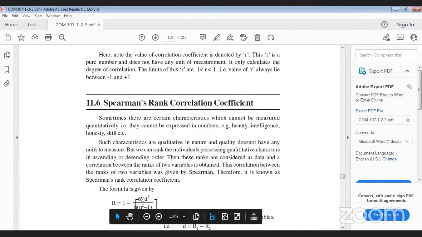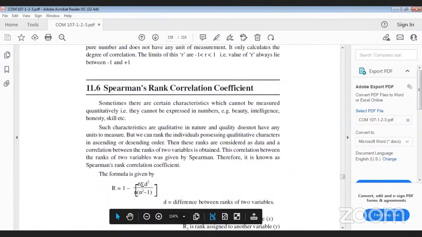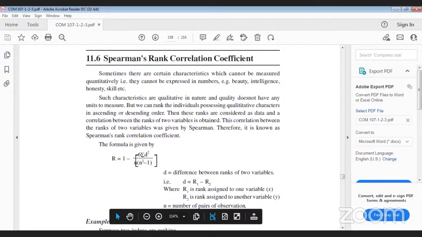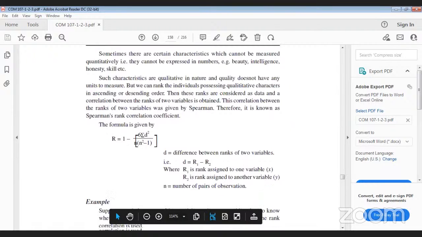This correlation between the ranks of the two variables was given by Spearman, the statistician. Therefore, it is known as Spearman's rank correlation coefficient. He has given the formula: r = 1 - [6 Σd² / n(n² - 1)].